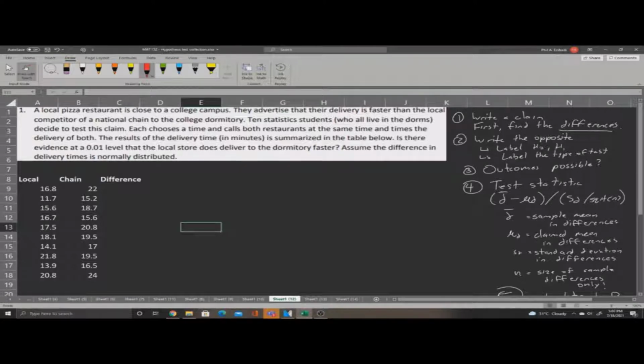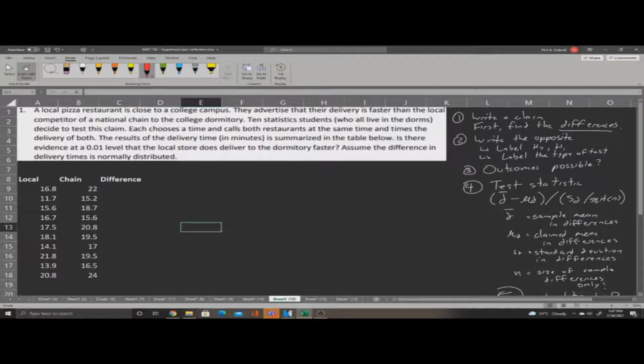Now in this question, a local pizza restaurant is close to a college campus. They advertise their delivery is faster than the local competitor of a national chain to the college dormitory. 10 statistics students decide to test this claim. Each chooses a time and calls both restaurants at the same time, and times the delivery of both. The results of delivery time in minutes are in this list below. Is there enough evidence at the 0.01 level that the local store does deliver to the dormitory faster than the chain store?